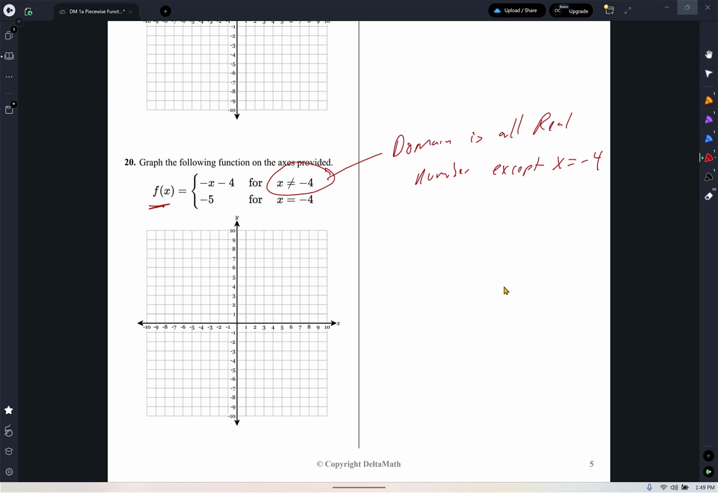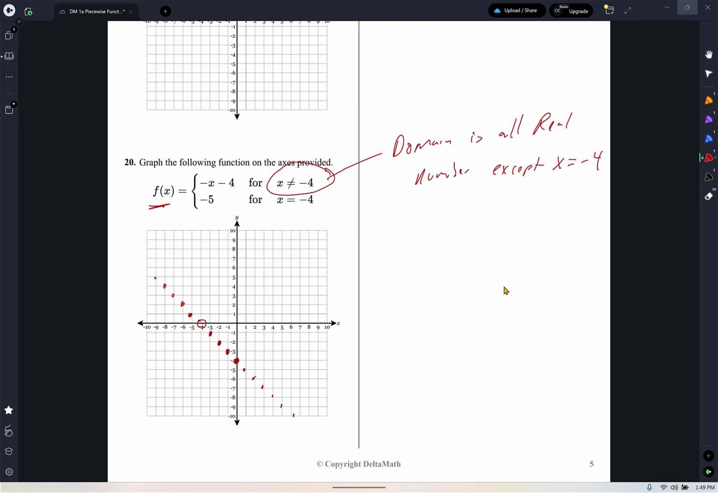As long as I'm not -4, I'm going to plot negative x minus 4. So I'm back in Algebra 1. I'm going to my y-intercept, -4. My slope is -1. So that means I'm going to go up 1, left 1 point, up 1, left 1 point, up 1, left 1 point. But be careful. Right at -4, you have a hole. Up 1, left 1, hole. Up 1, left 1 point, and so on. Same thing, down 1, right 1 point, and so on.